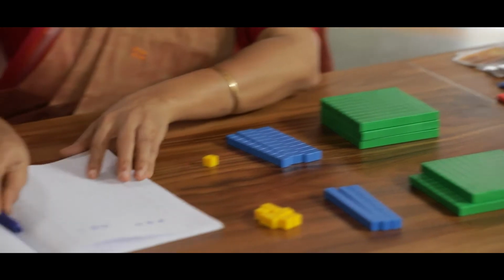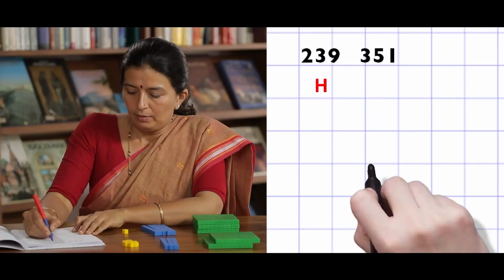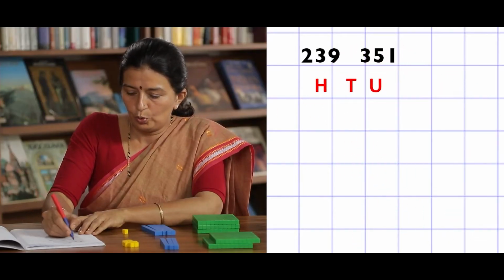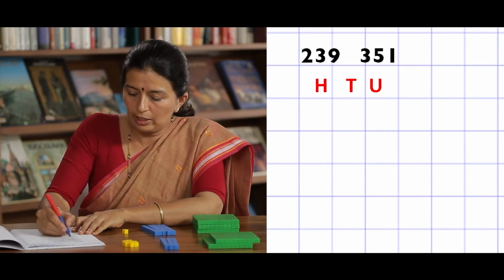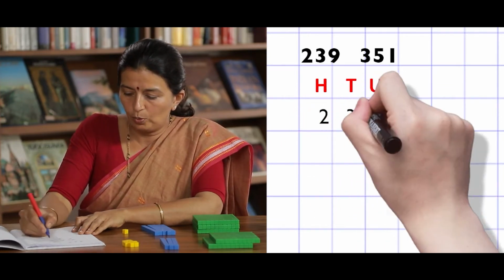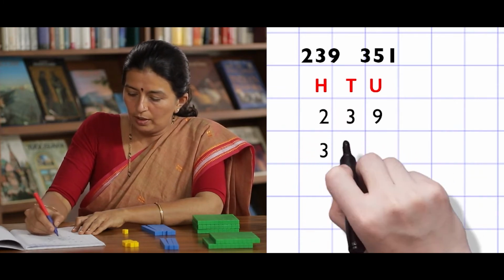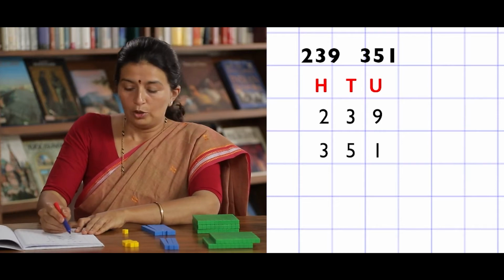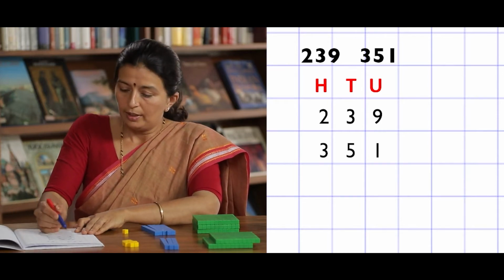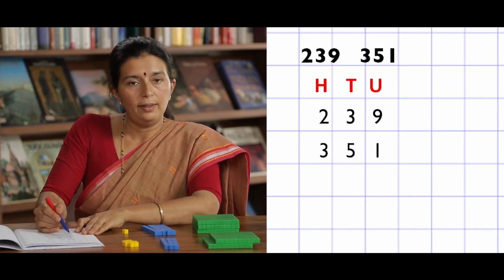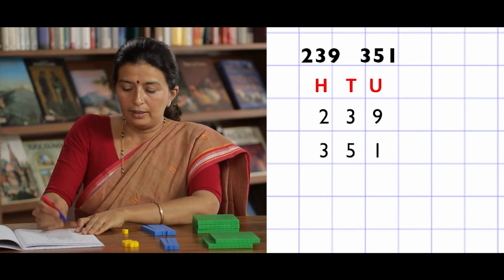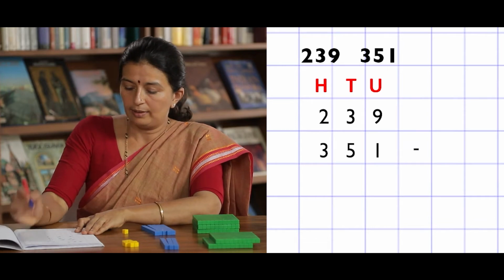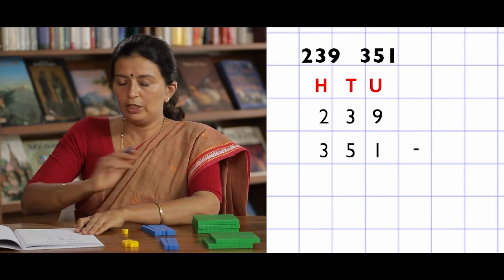Same thing we can show them in the book as units, tens and hundreds. Write it this way and write the number first, 239 and 351. Now, while comparing, we start from the biggest place value. Between 2 and 3, 3 is larger, right? Therefore, this number is larger. 351 is larger. Now, let us take one more example.